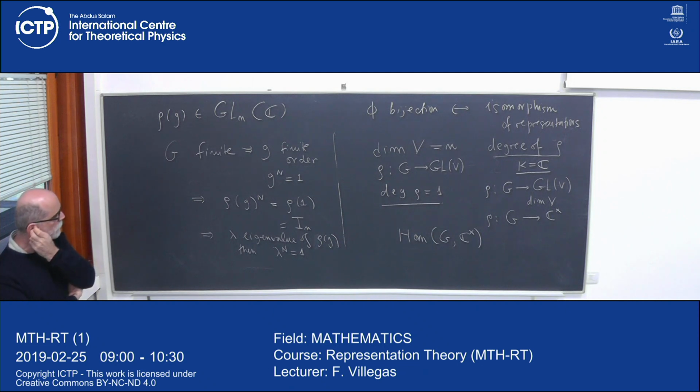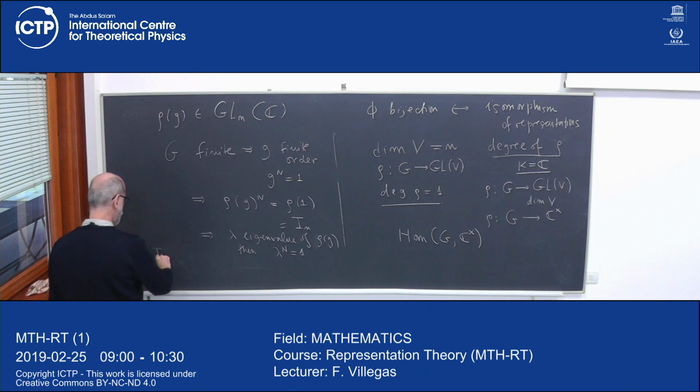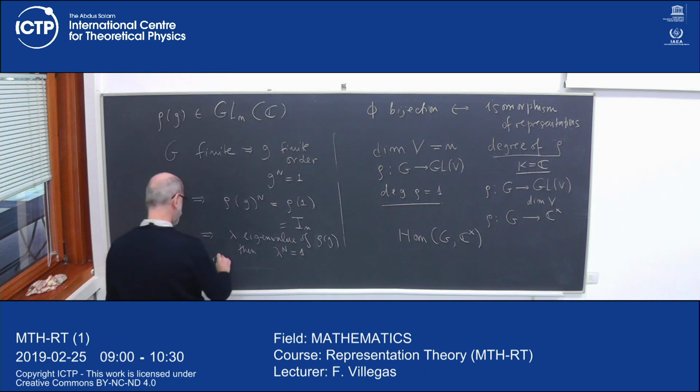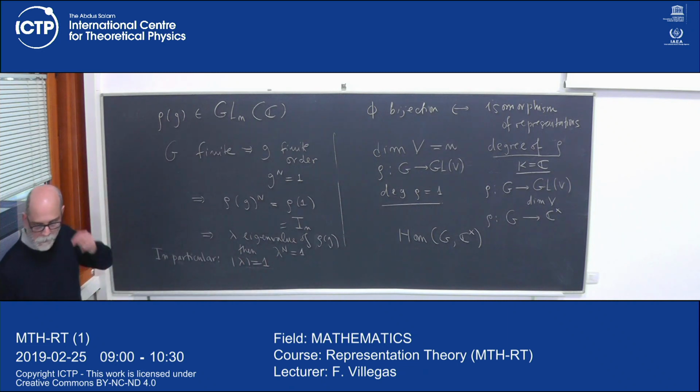But there's a bit more. This tells us that the eigenvalues, in particular, as was said earlier, have absolute value 1, because they're roots of unity. So this is an observation that will be useful. It's much weaker, but still useful. So the eigenvalues are 1 in absolute value. And what can we say about its Jordan form?